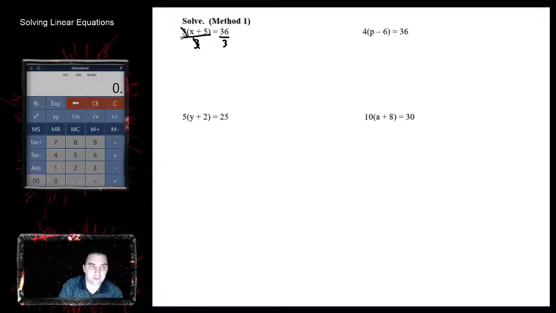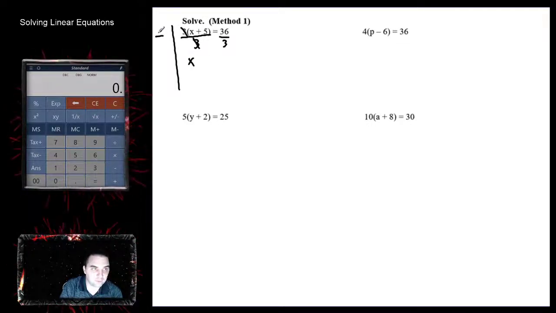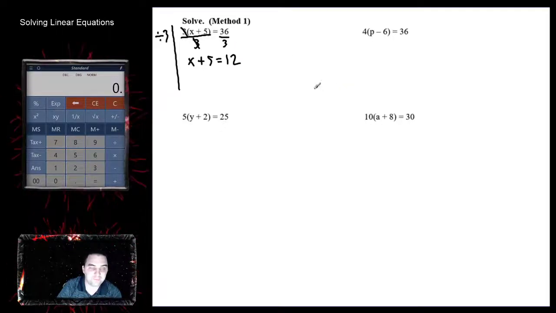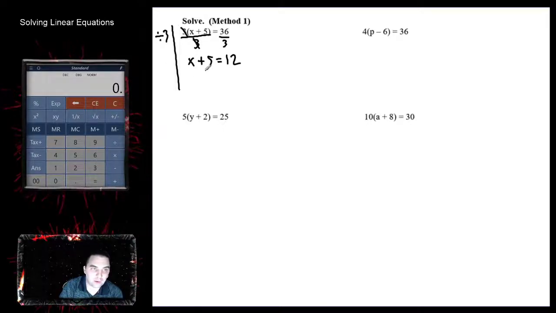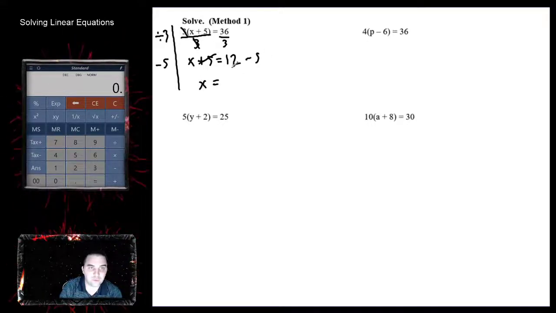All right, so I got rid of that, and let me just confirm I divided by 3. Okay, so I have x plus 5 left is equal to 36 divided by 3, which is 12. Now I need to get rid of this 5, so the opposite would be minus 5. So x is equal to 12 minus 5, which is 7.